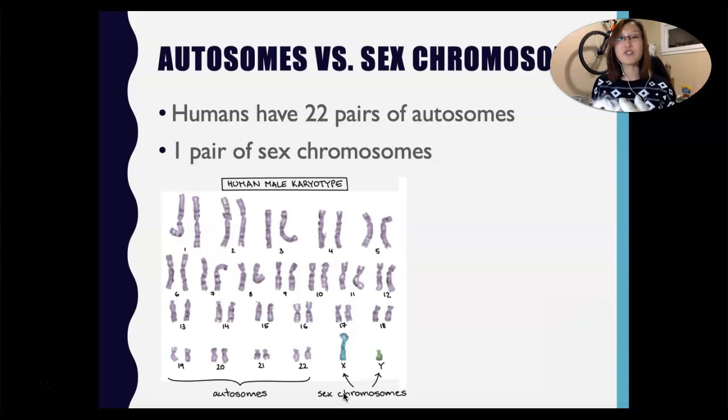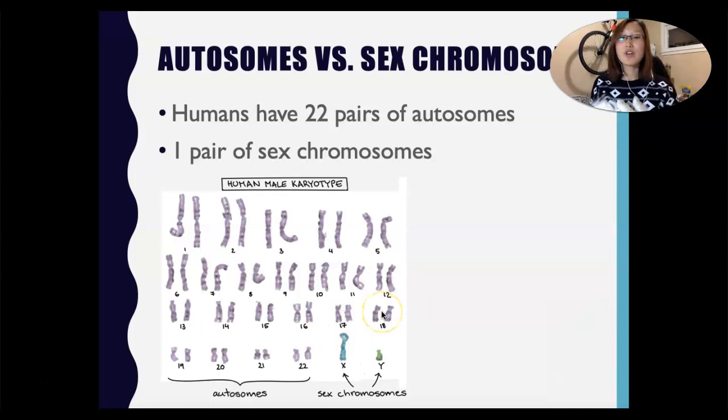When we arrange them, we arrange the first 22 pairs as the autosomes, and then the last pair as the sex chromosome. The reason why the sex chromosomes are called sex chromosomes is because they determine the biological sex of a person, whether you're a boy or a girl. If you have an X and Y sex chromosome, that will make you a boy biologically. And if you have X and X, then that will make you a girl biologically.